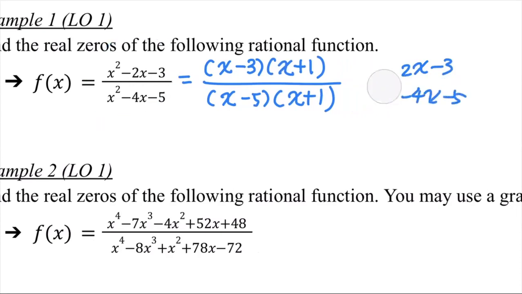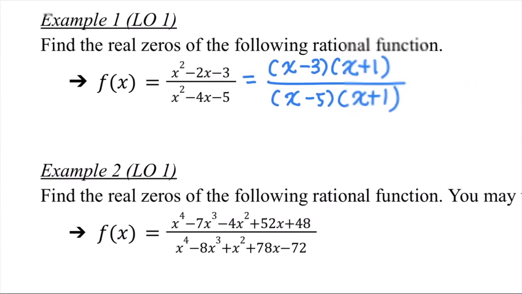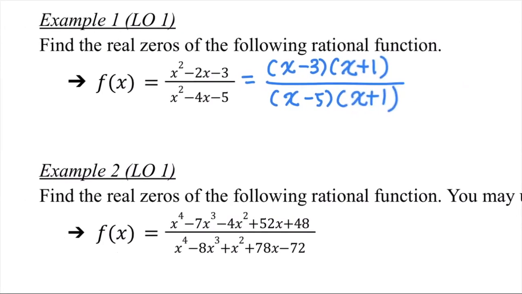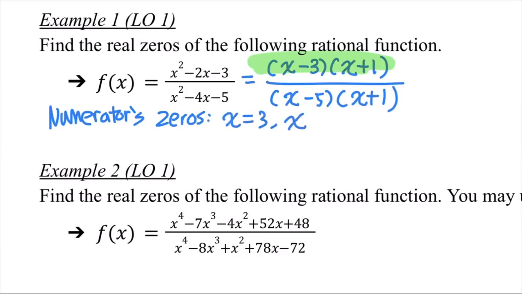Then we'll be getting this. So great. First of all, the method of finding real zeros: we're first finding the real zeros of the numerator. If we take a look at the numerator here, we can determine that the numerator has zeros at x is equal to 3 and x is equal to -1.